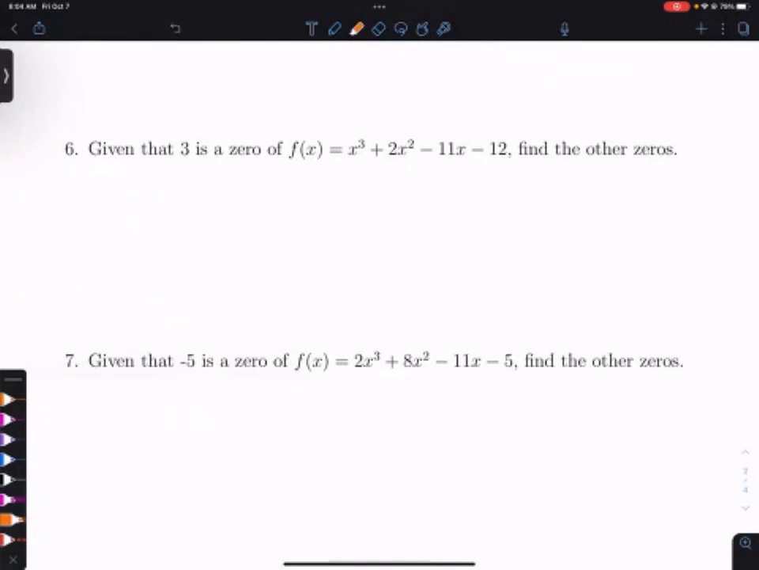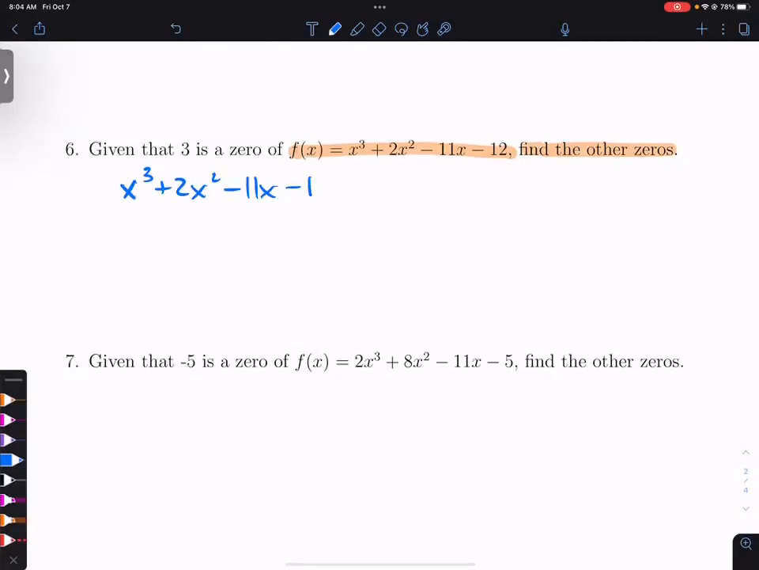Some things to notice here, again, just thinking along the lines of a test question that doesn't tell you what to do. How do we decide what we need to do? What we're trying to do is find the zeros of this function, which means solving x cubed plus 2x squared minus 11x minus 12 equal to 0, means solving that equation.